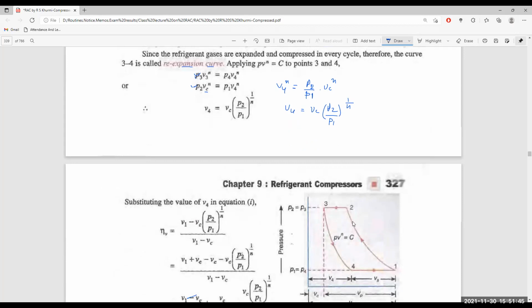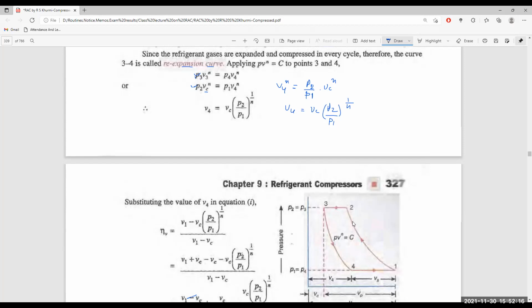Next, we apply the equation PV to the power n equals constant between points 3 and 4. It becomes P3 V3 to the power n equals P4 V4 to the power n. As P2 is equal to P3 and P1 is equal to P4, we replace P3 and P4 by P2 and P1. So V4 is equal to Vc multiplied by (P2 by P1) to the power 1 by n.